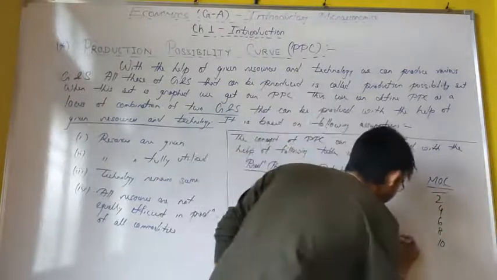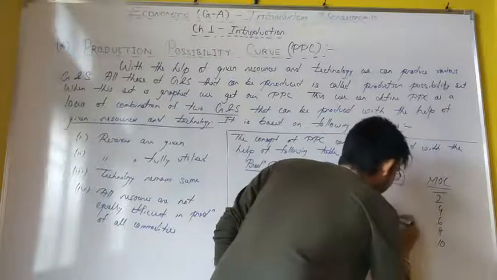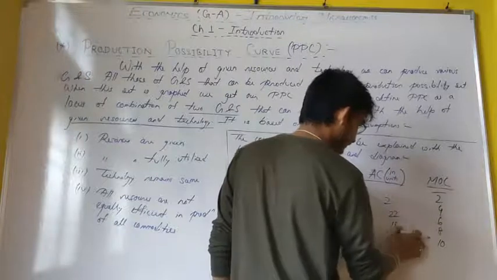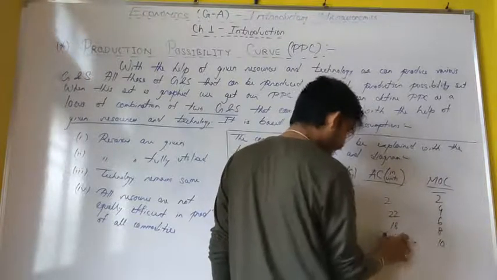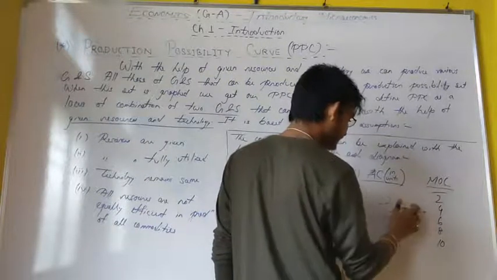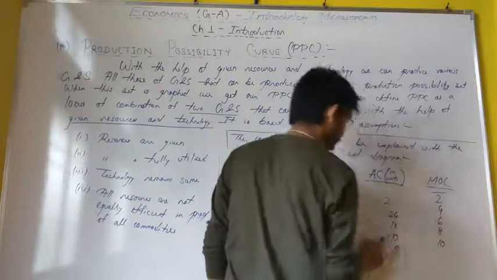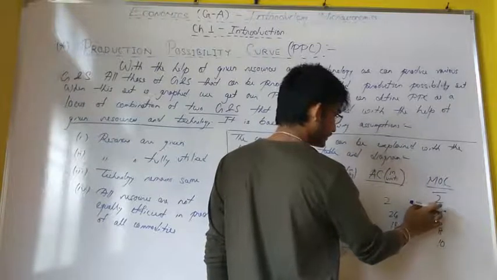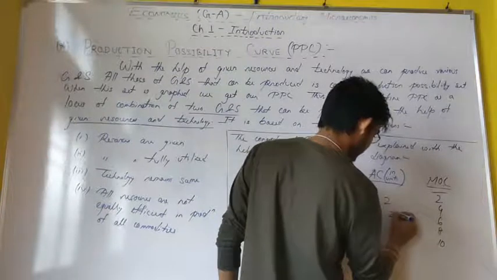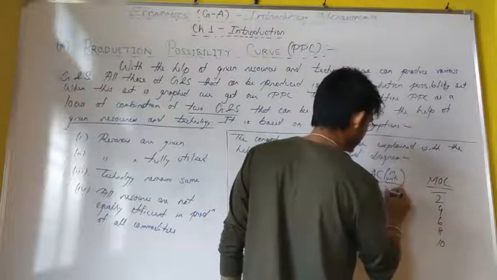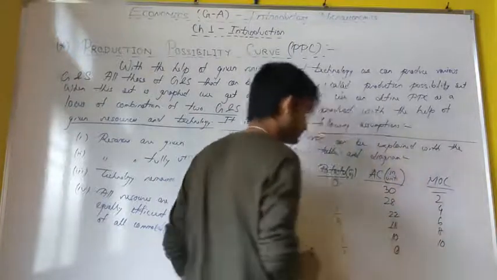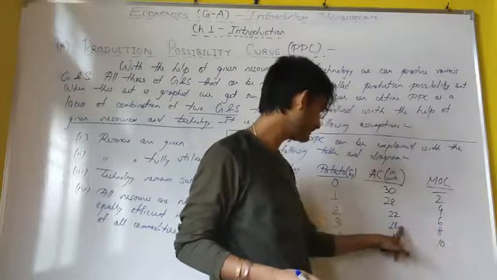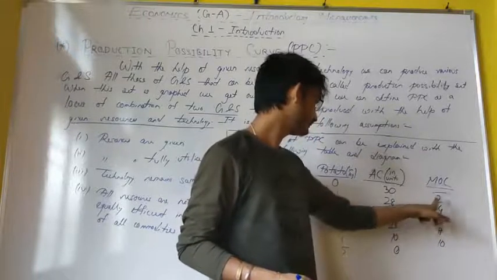Start with 0, then 0 plus 10 is 10, 10 plus 8 is 18, 18 plus 6 is 24, 24 plus 4 is 28, and 28 plus 2 is 30. Sorry, I did some miscalculations, please do forgive me. The same way we have drawn the table: 0 plus 10 is 10, 10 plus 8 is 18, 18 plus 6 is 24, 24 plus 4 is 28, and then 30.